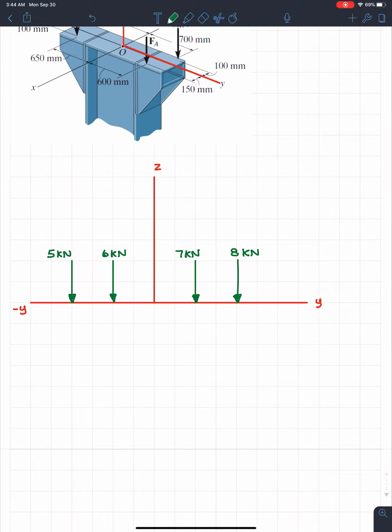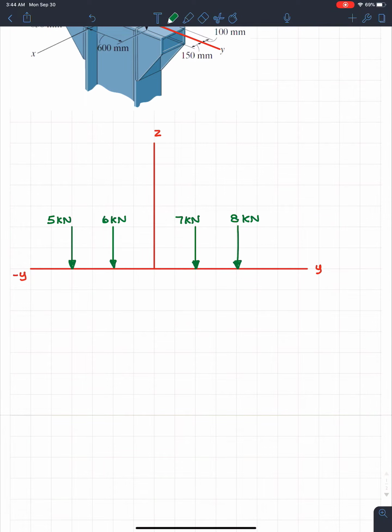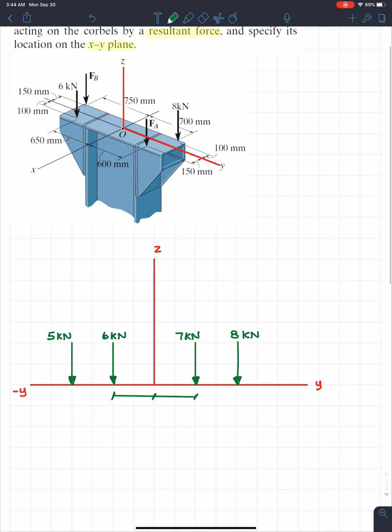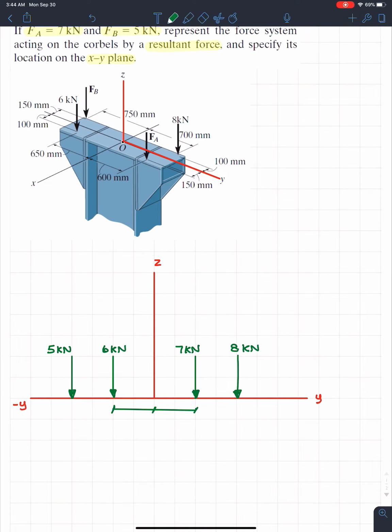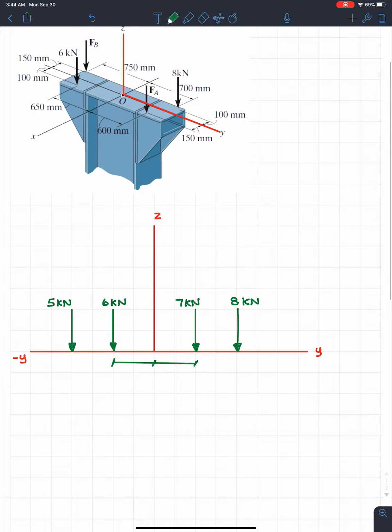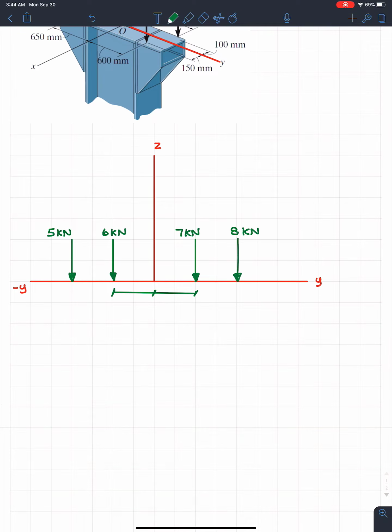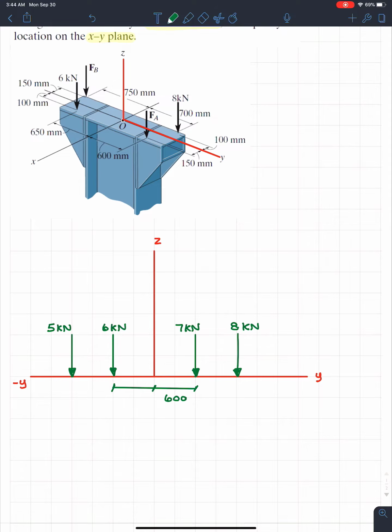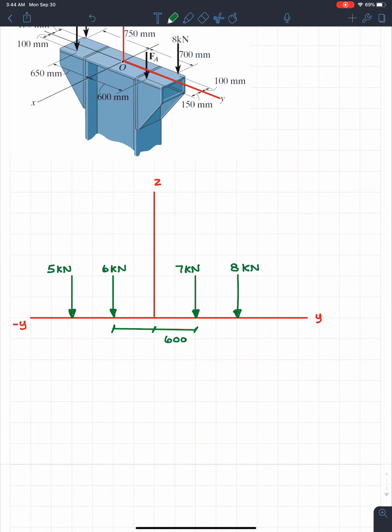So another thing we can do real quick is we can just label distances. So our first set of distances will go something like this. And if we look up, we see the distance from point O, or I guess along the y-axis, to FA is 600 mils. So we know this one's going to be 600. If we go back and look at the 6 kilonewtons, we know it's 650. So let's just put 650.